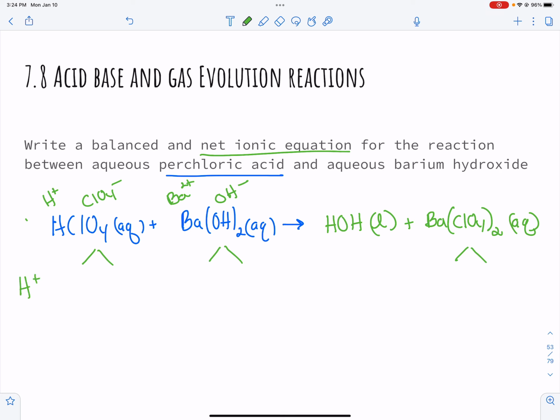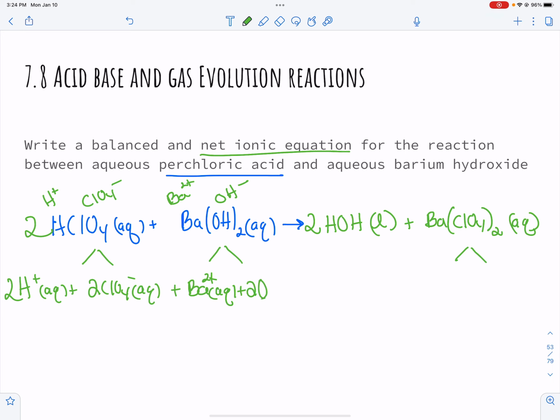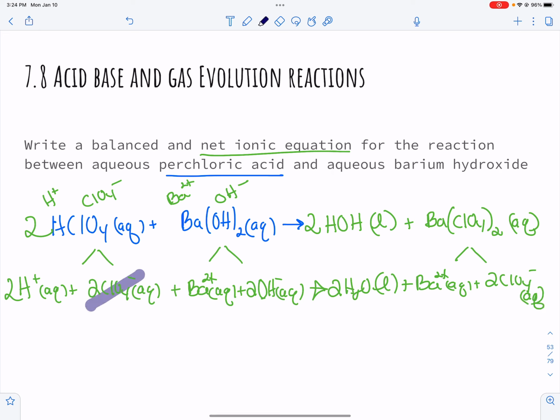Oop, I didn't balance this. There we go. 2H+ aqueous plus 2ClO4- aqueous plus Ba2+ aqueous plus 2OH- aqueous yields 2H2O liquid plus Ba2+ aqueous plus 2ClO4- aqueous. Cross off my spectator ions. That's my perchlorate, and that's my barium.